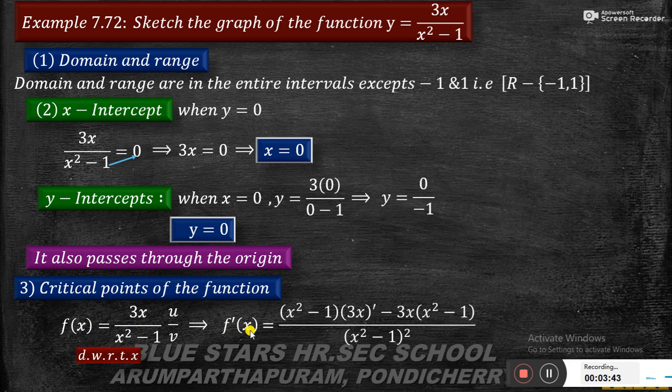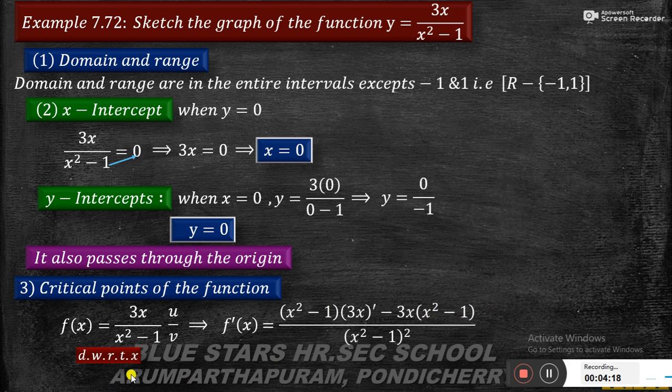Now I find out f dash of x. This is the u by v method. The differentiation of u by v is v into du minus u into dv, divided by v square. So it is x square minus 1 whole square in the denominator. I differentiate the numerator; the numerator function is 3x, so 3x whole dash. Minus, now I write the numerator 3x into the derivative of the denominator x square minus 1, whole dash, because the second term differentiates the denominator.